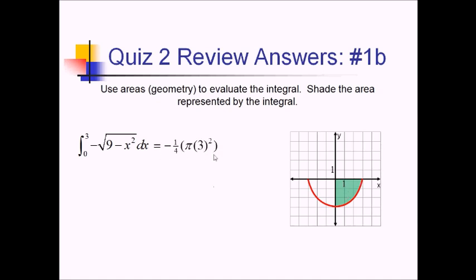So this is everything that's coming together here. And if you wanted to simplify that, this is going to be, let's see, 9 pi times negative 1/4. So negative 9 pi over 4 then.